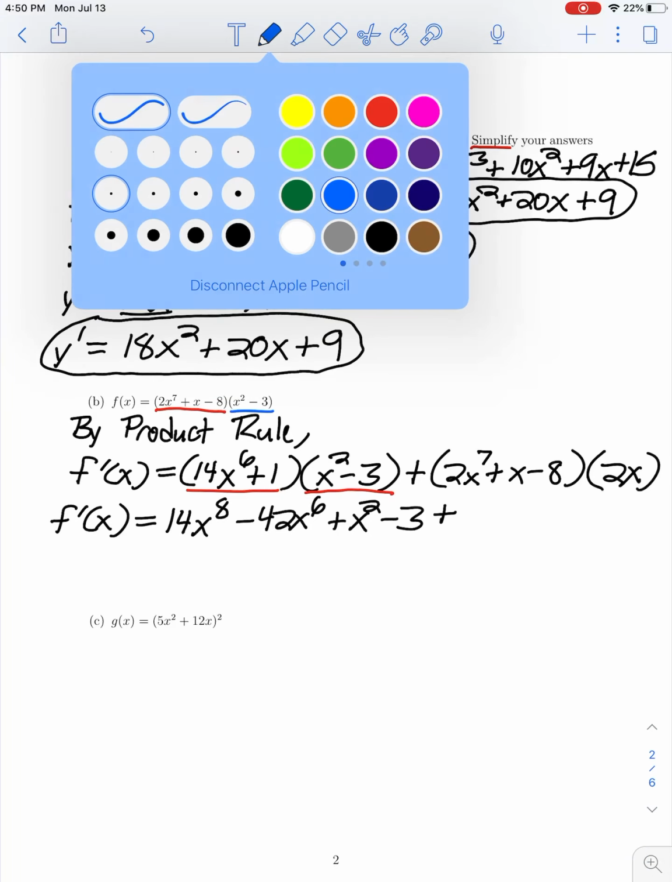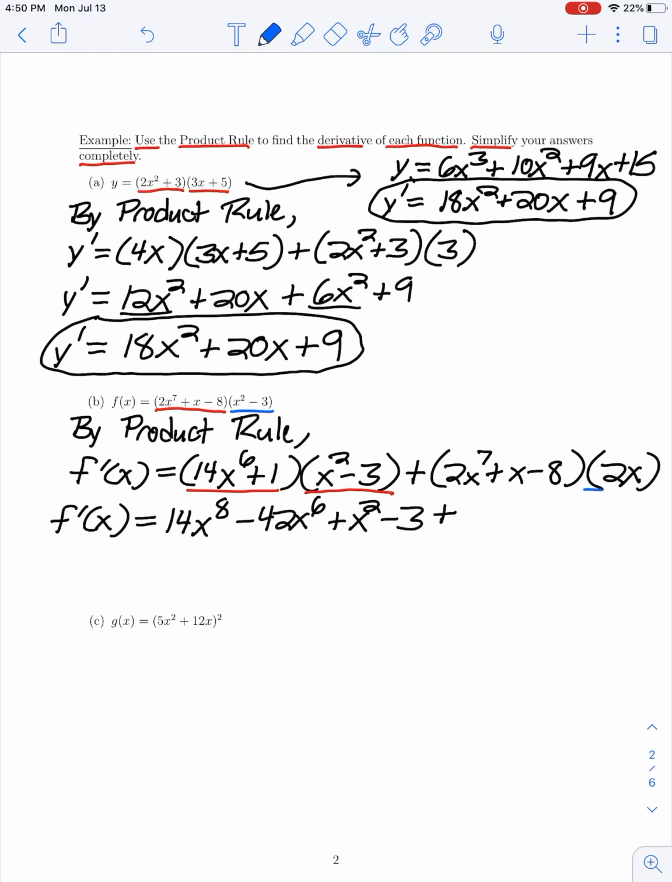Plus, for the second part of our derivative, if we distribute this 2x term throughout this polynomial, we have 4x to the 8th plus 2x squared minus 16x.